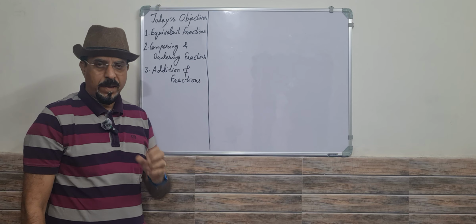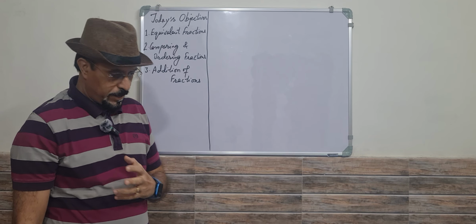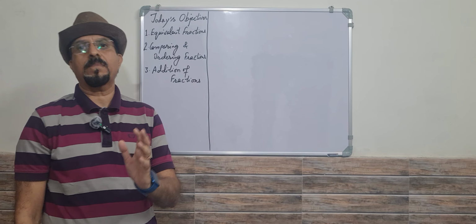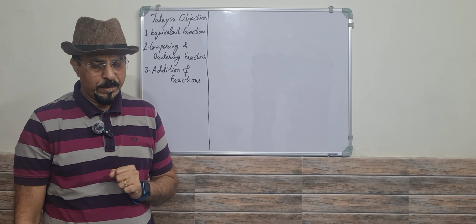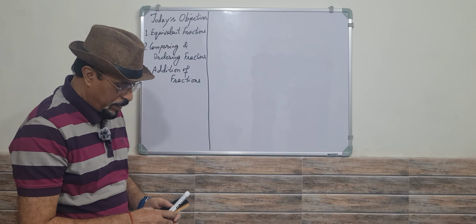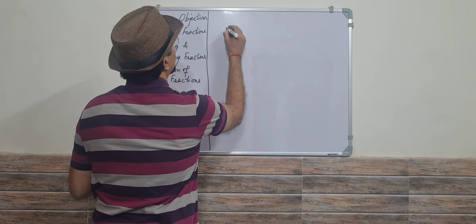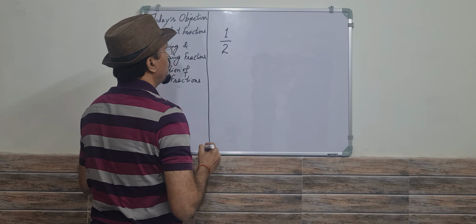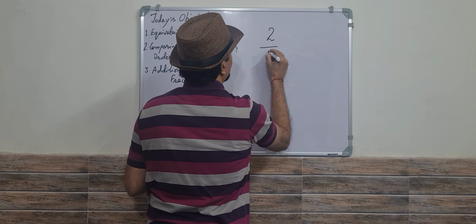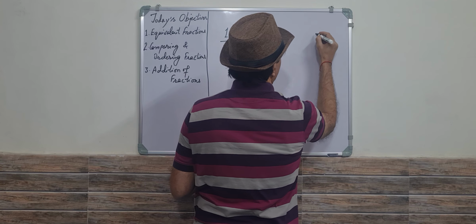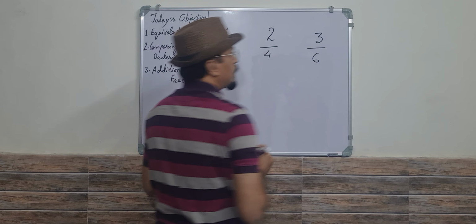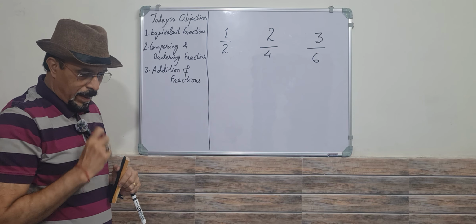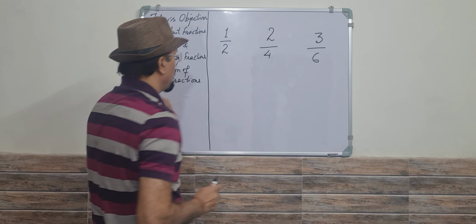Different fractions, if I have to give the definition, different fractions that represent the exact value are called equivalent fractions. For example, if I write three fractions, 1 by 2, 2 by 4, and 3 by 6, these three are equivalent fractions, and how? Let me explain with the help of a diagram.